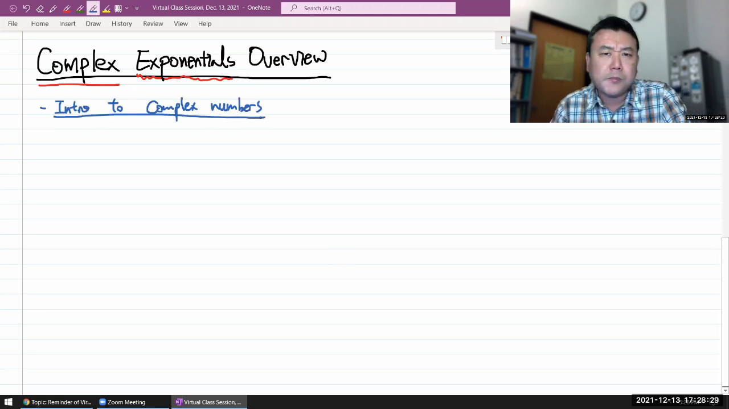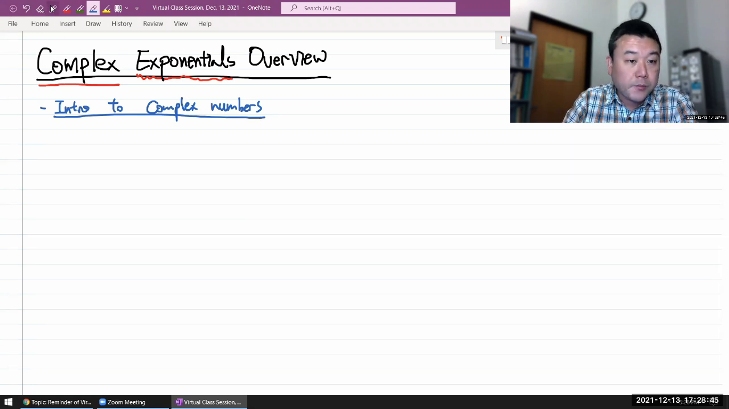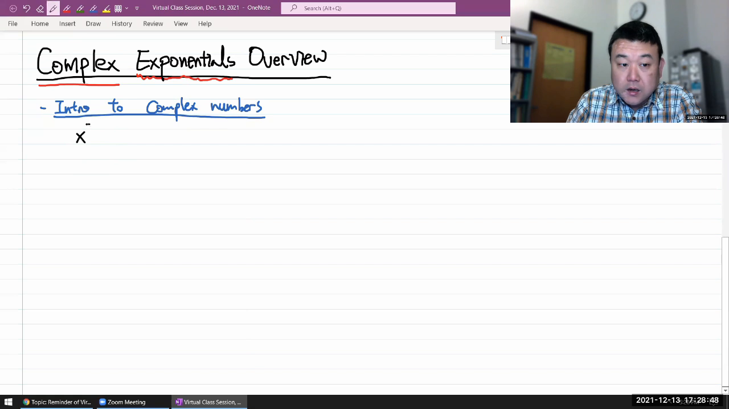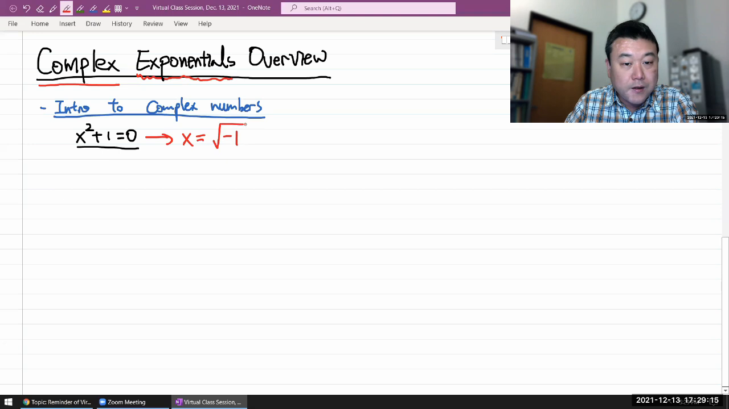You learn about complex numbers first in an algebra class because the place where they come from is an attempt to solve algebraic equations, polynomial equations like this: x squared plus 1 is equal to 0. When you go through the manipulation of symbols and try to solve, what you end up with is this expression, x is equal to the square root of minus 1.